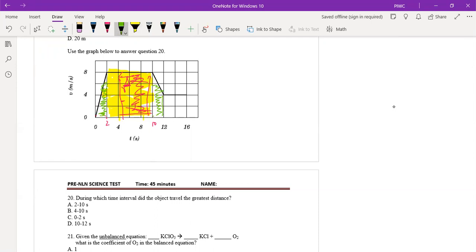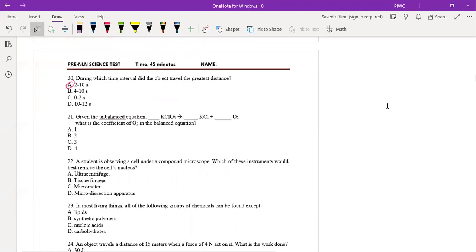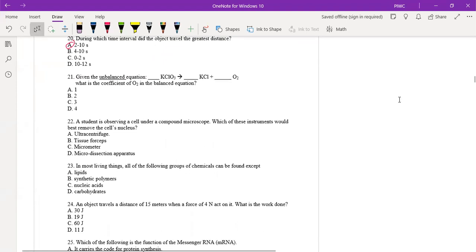So which one will be the greatest distance? In other words, the largest area. We're going to use the largest area. 2 to 10, that's a lot of squares. Yep, 2 to 10. So that's 2 to 10 here. Okay. All right, 21.